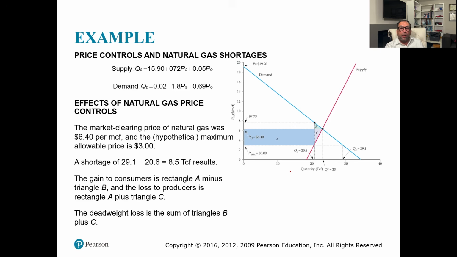So there is a price control and natural gas shortages. Natural gas, we all know that we need natural gas, especially in winter season, to heat up our houses, and everywhere we need gas. So there is always a shortage type of situation in winter. So here is a case, like this is our supply curve of natural gas.